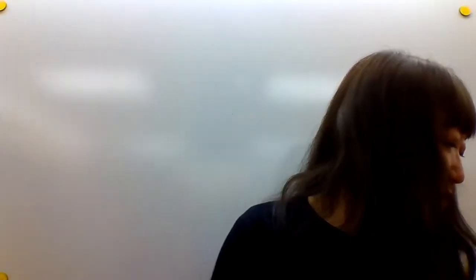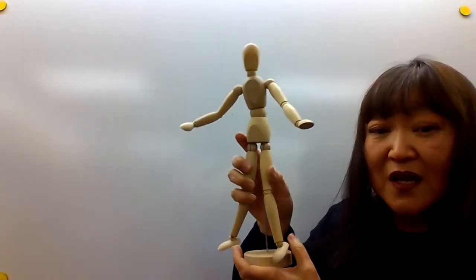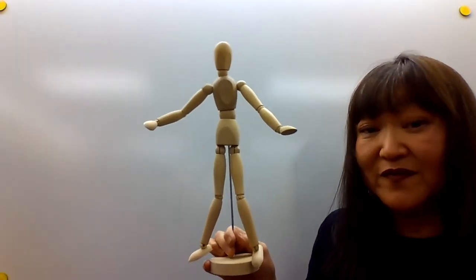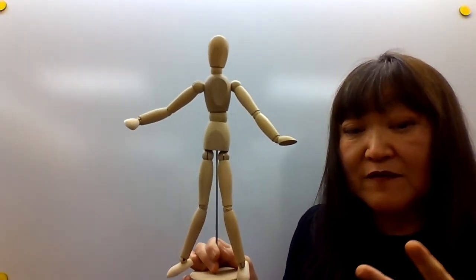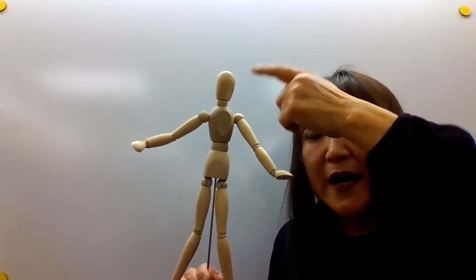Okie dokie. Next, figure gesture. First, I need you to look at this wooden model figure. This is the kind of thing that you're drawing today. You're not worried about eyes, hairstyles, or what kind of clothes it's wearing, none of those.